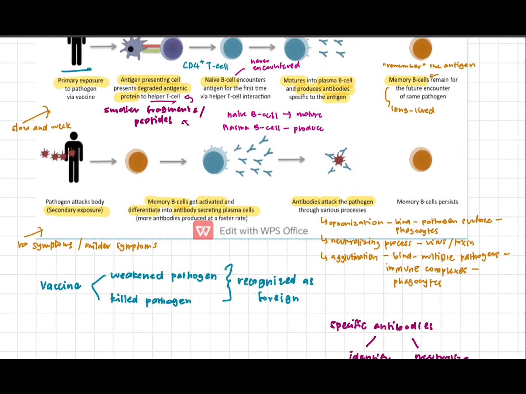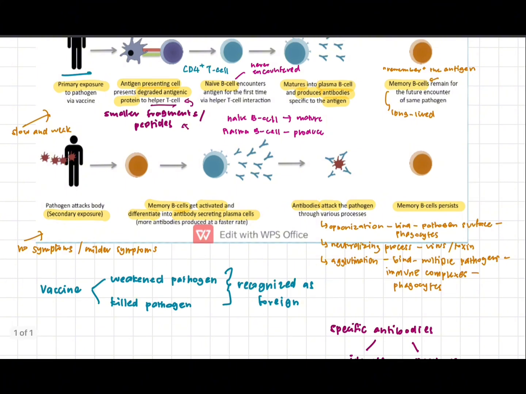So finally, due to the persistence of memory B cells, a person who has been vaccinated or previously exposed to a pathogen can develop long-lasting immunity against the pathogen. This immunity can last for many years and prevent them from getting infected again.